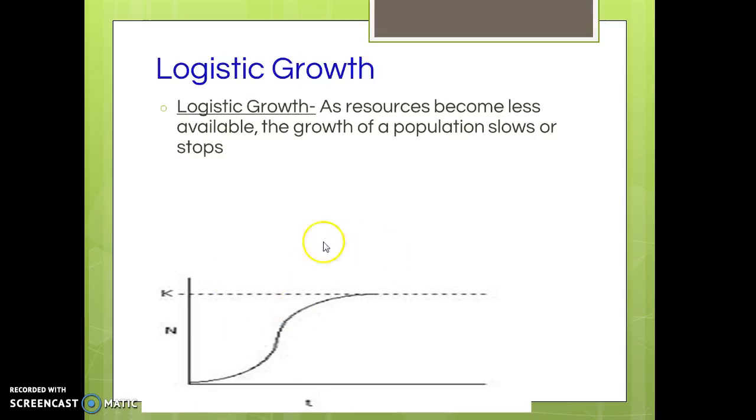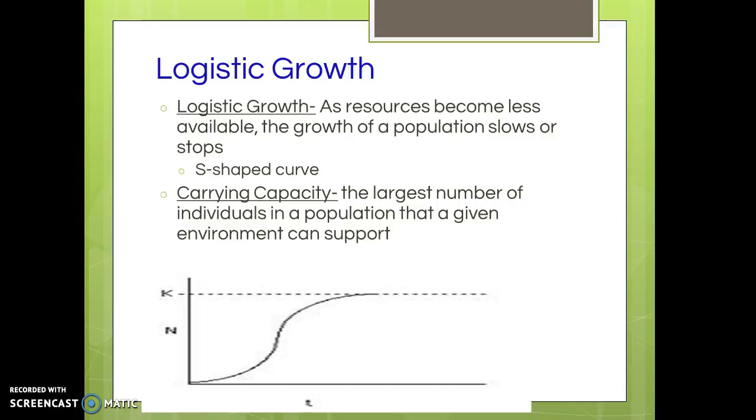So you can notice here on this graph that it starts to level off as far as population numbers, because you do have an equal amount of death as birth, and that's what's going to give you that straight leveled off line. So we call this an S-shaped curve. The other one was a J-shaped curve.